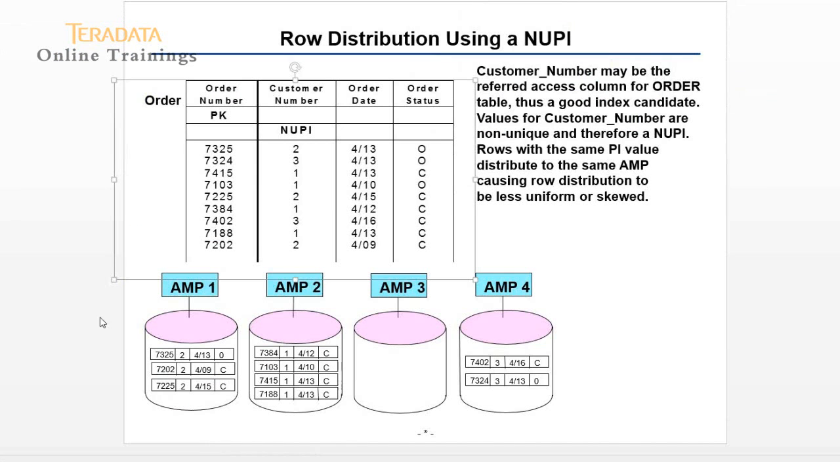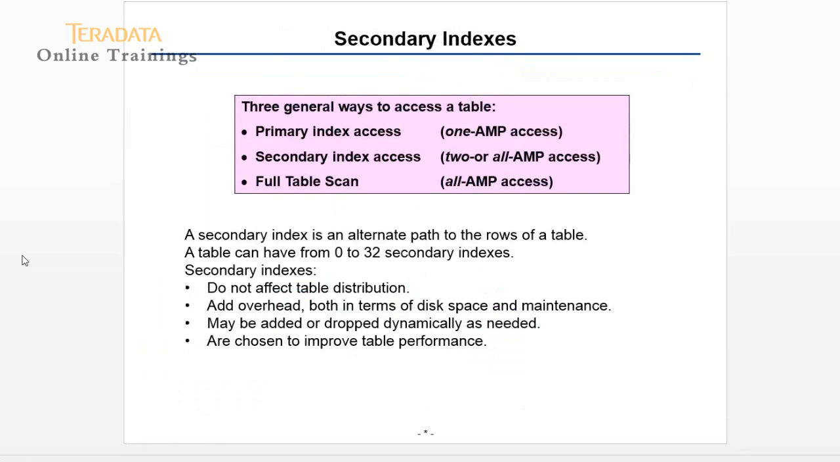Clear? This is what non-unique in a primary index. Okay, and let's go to the secondary index. This is after your primary index distribution. We'll talk about secondary index now.